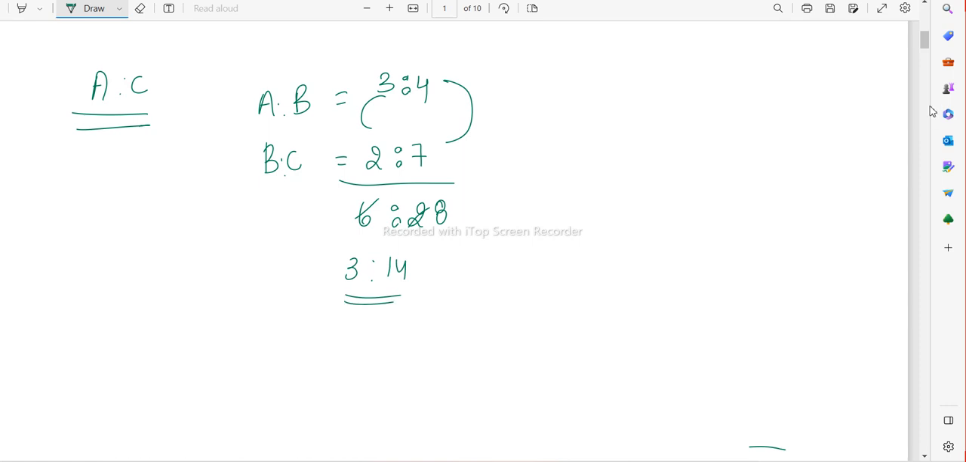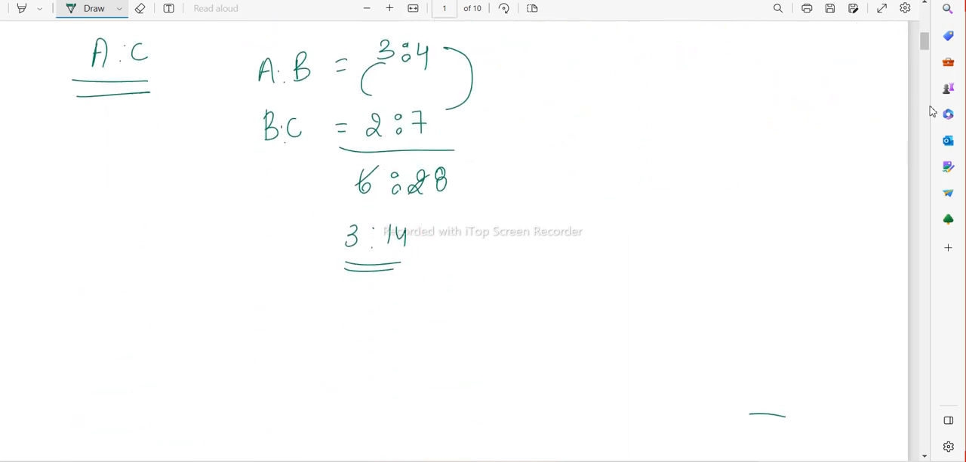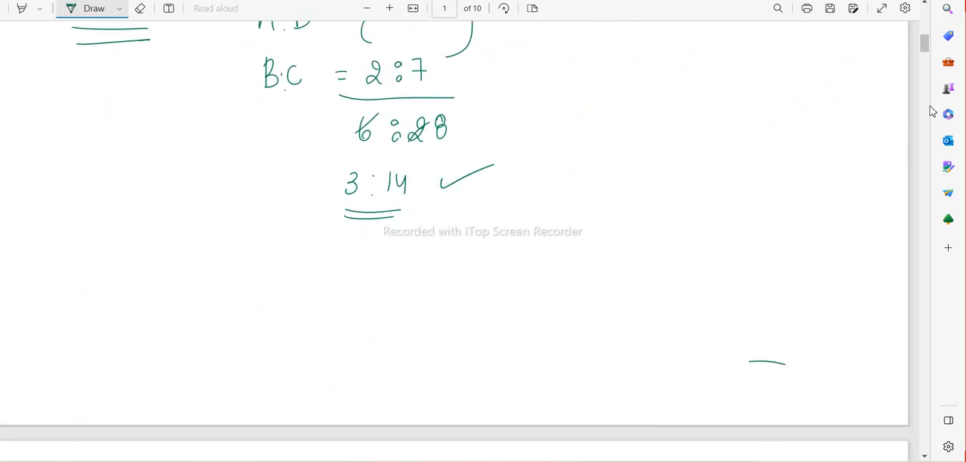Now you can just double check it. Here from here you are getting 3 ratio 14 as A ratio C, and from here also you are getting 3 ratio 14. So this is like a trick method. Just multiply them, don't cancel them. Okay, a cancellation would not be a good step here because we want it in a fuller ratio.